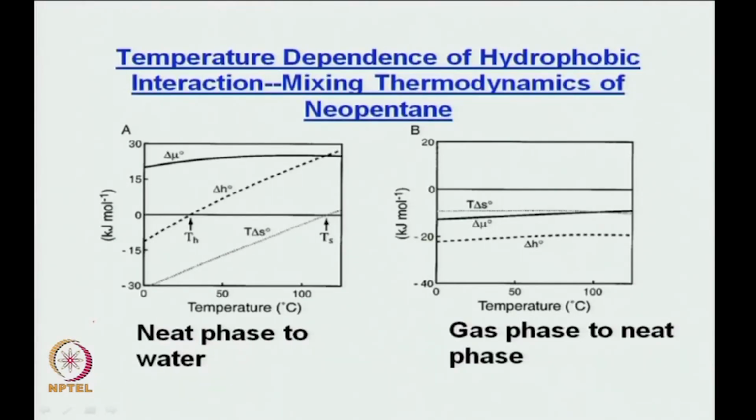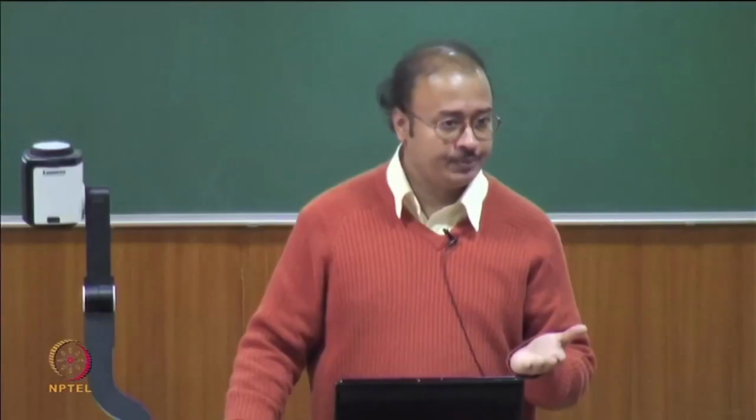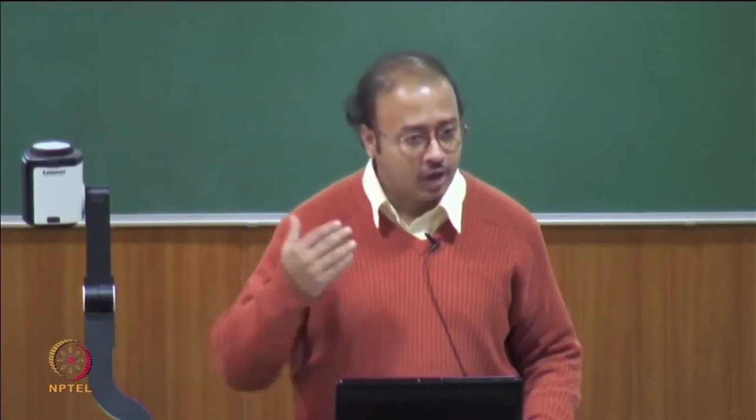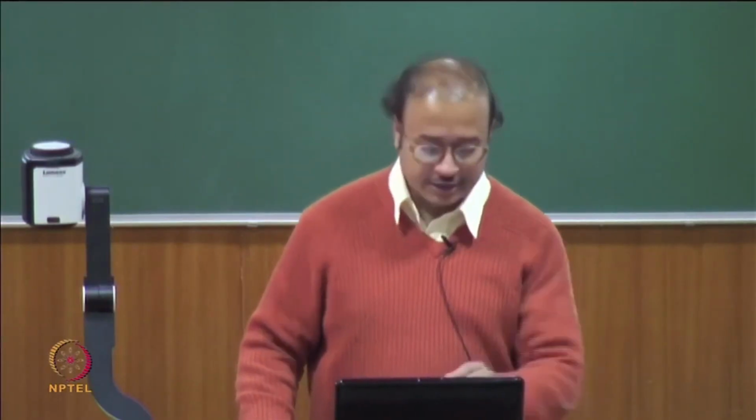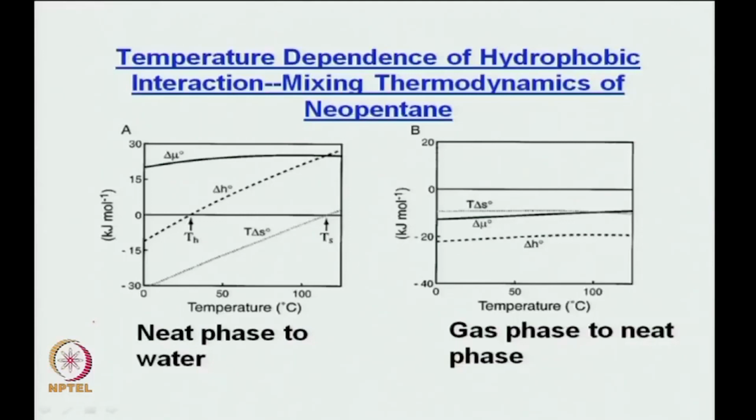So, let us look at these two figure panels now. On the left you have something which is called a neat phase to water. Now, what does it mean? What it means is, again we are doing two experiments. We have neat liquid neopentane. We are taking the neopentane molecule out from neat liquid neopentane and putting it in water. That is what the neat phase to water means. That means a neat neopentane phase to a neopentane molecule being put in water.